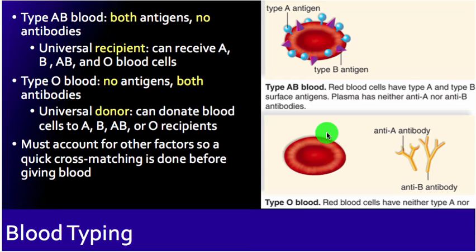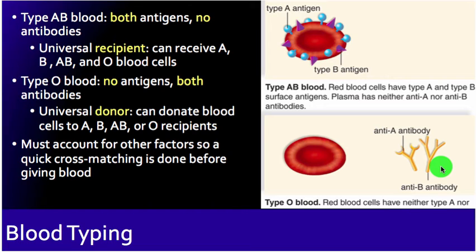If we look down below here, type O is actually going to lack antigens. So it's not type A, it's not type B, it doesn't have either one of those, but it does have antibodies for both. So we recognize the type O person as a universal donor. They can donate their blood cells to anybody.